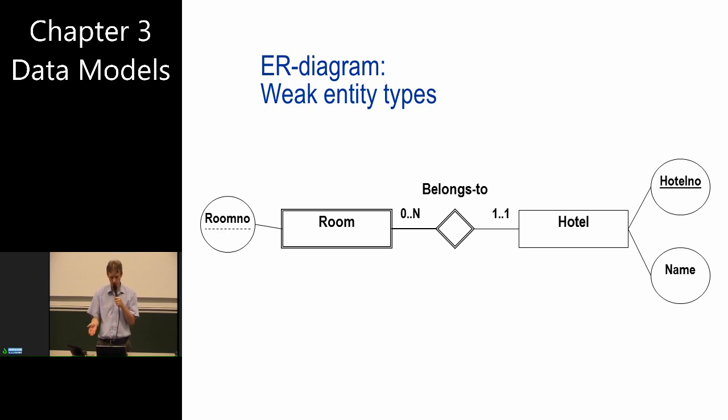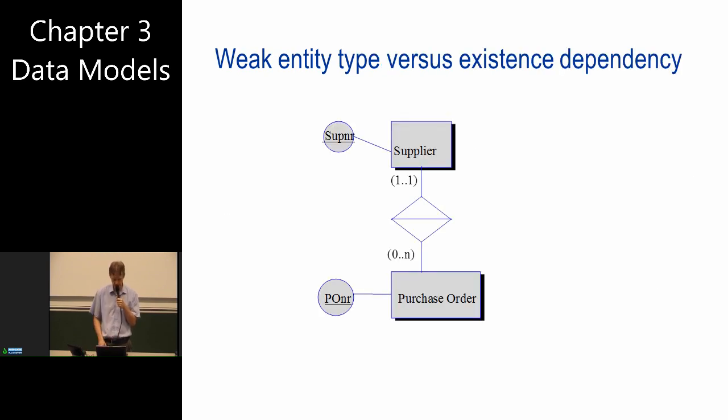Obviously, a weak entity type is always existence dependent. A room should always be connected to a hotel. So you can see the minimum cardinality 1, which indicates the existence dependency in this particular case. Vice versa is not true. So an existence dependent entity type is not weak. Here you can see an example.